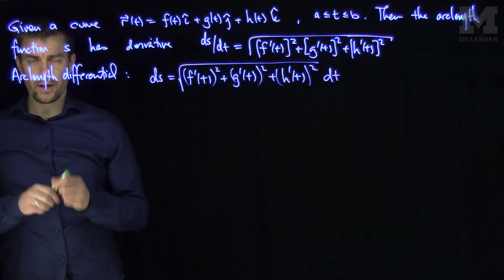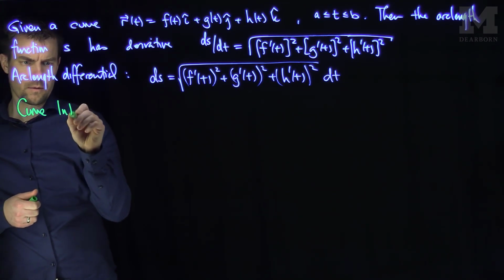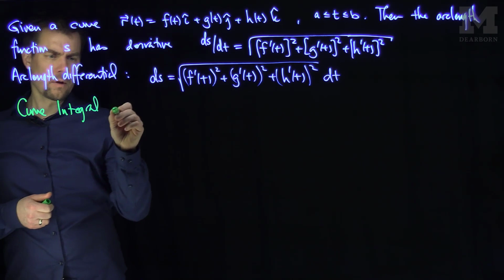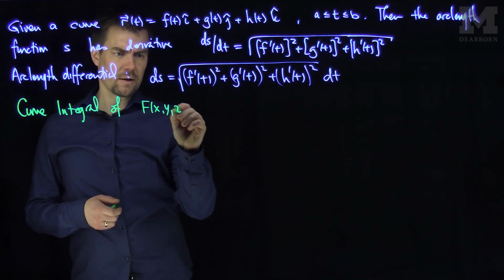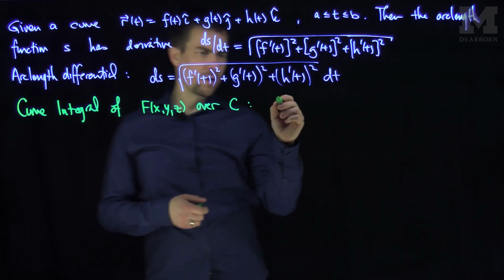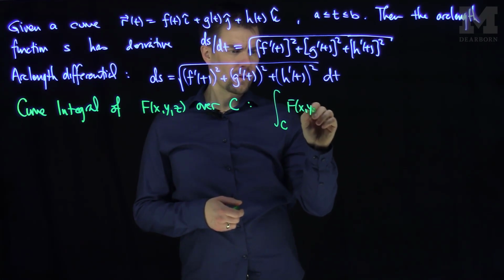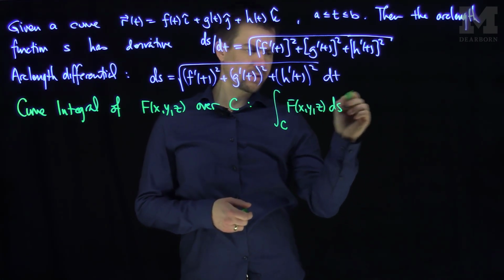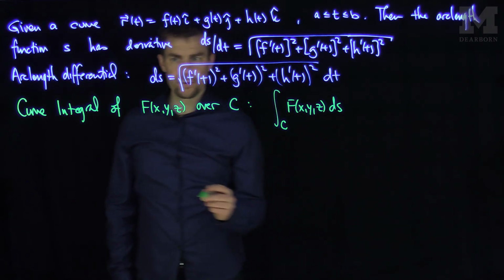So define a curve integral of the scalar function f of x, y, z over the curve c as follows. This is the symbol. This is the expression we write, ds. So I'm integrating over the curve ds, the function. And what will this be by definition?